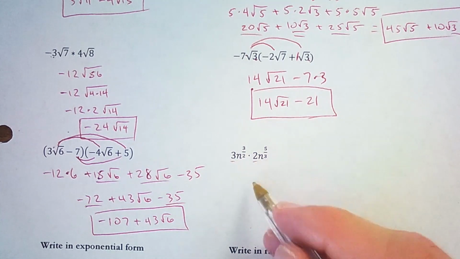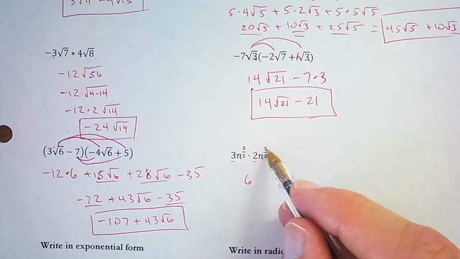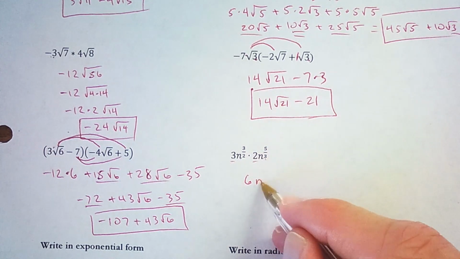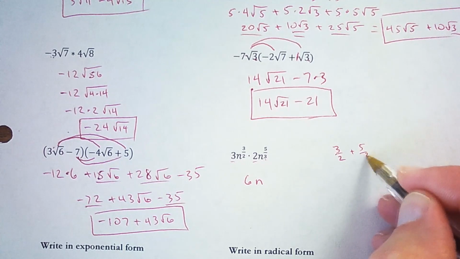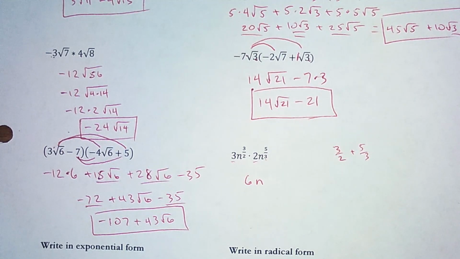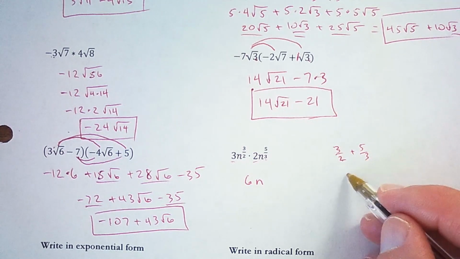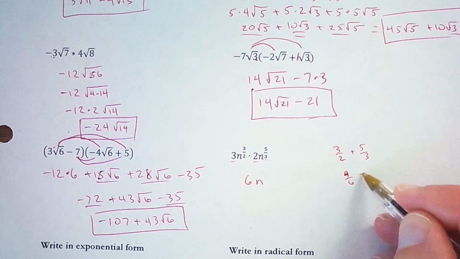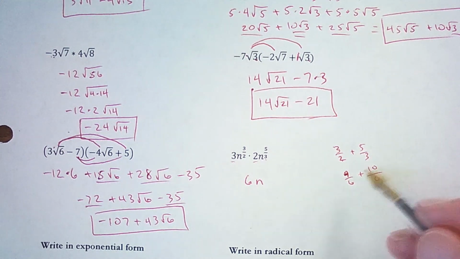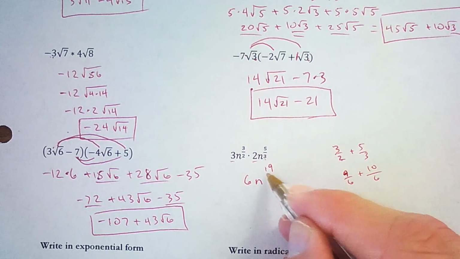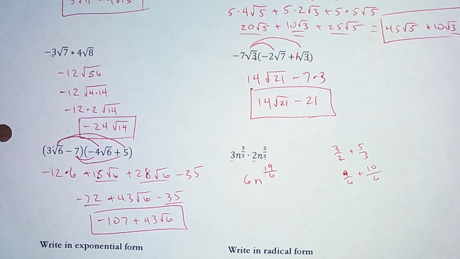Here I can multiply the 3 and the 2, that's 6. And then when I multiply these variables, what I do is add the exponents. So that's times n, and then 3 halves plus 5 thirds. The common denominator would be 6. If I multiply the top and bottom here by 3, I get 9 sixths. And here by 2, and I get 10 sixths, which is a total of 19 sixths. So it's 6 times n to the 19 sixths power.